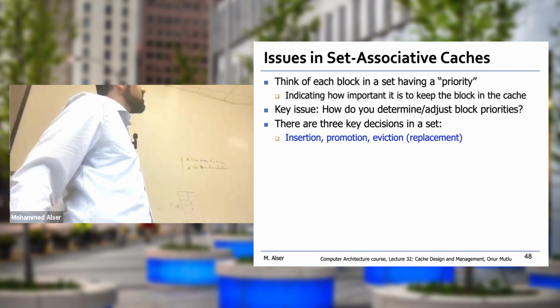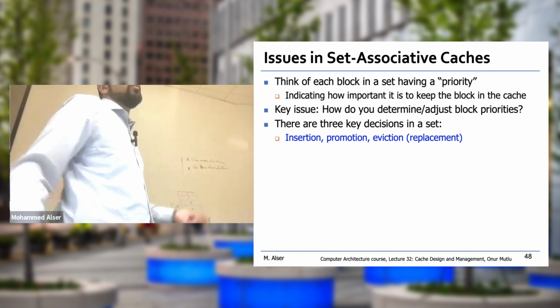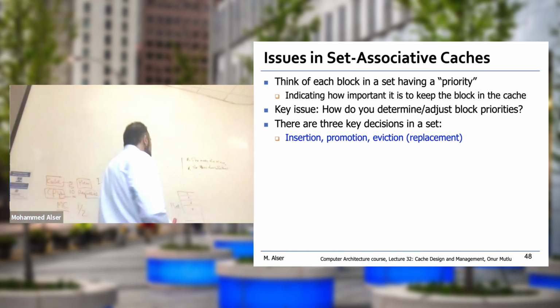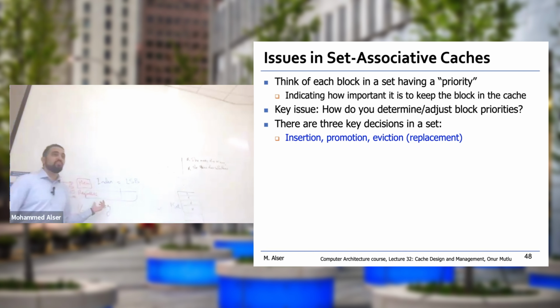There are three key decisions in a set: insertion, promotion, and evacuation. Insertion, when it's empty, right? I want to insert a cache block in a set and it's empty. Where to place it? You can go in order, right? First one, place it. If it's full, move to the second. If full, keep moving. You could do it randomly. You could use some of those bits, for example, in the tag and the index to decide where to place it in the set.